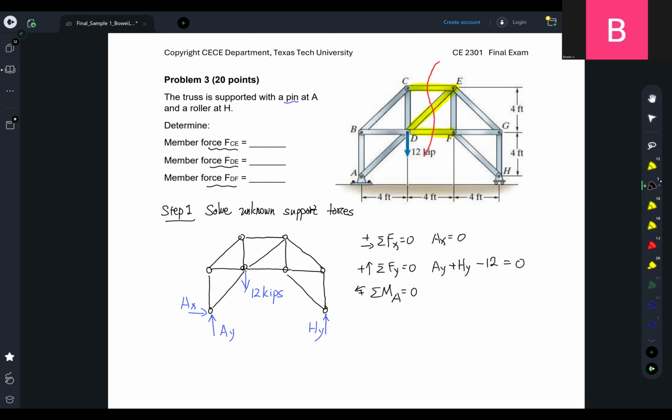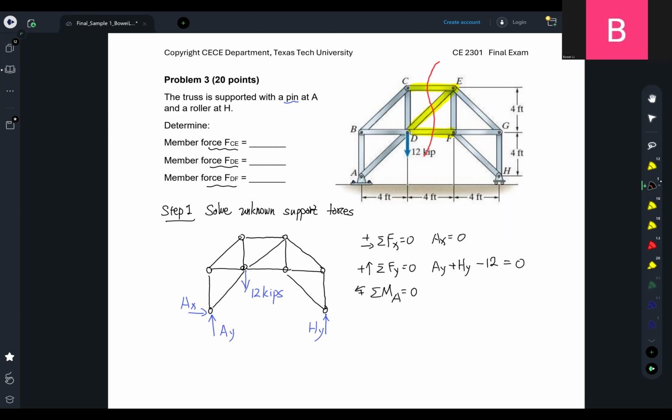Therefore, if we take the summation of moment at A, what would be the contribution of AX and AY? It equals 0, because their lines of action cross A, so their moment about A equals 0. That means the two unknown forces will not appear in my third equation. I will only have HY, which minimizes the number of unknowns and facilitates the solution process.